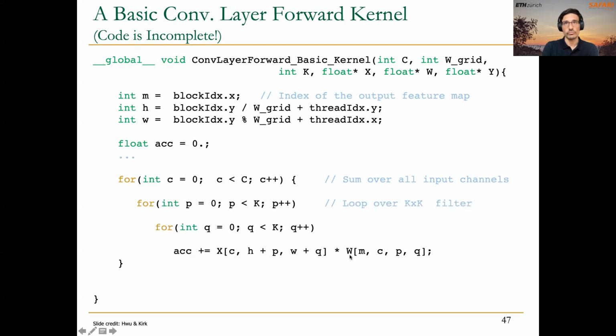And then for each of the channels, we have to loop over the K by K filter in order to perform these partial multiplications of one element of the input feature map X times the corresponding element of the filter or the mask, and accumulating in this accumulator. After we are done with all these loops, we accumulate in the corresponding location in the output feature map.